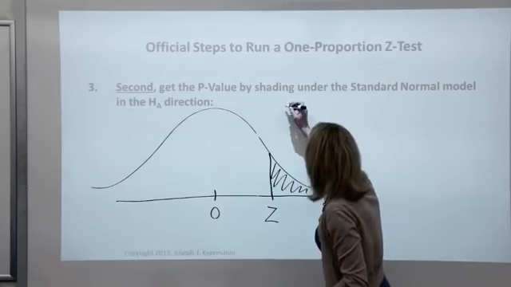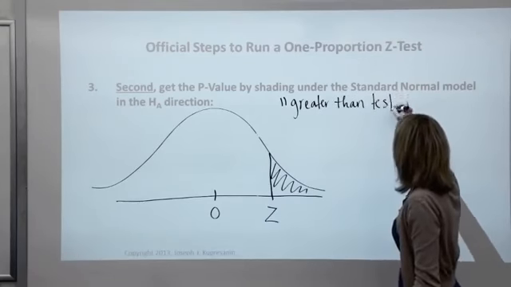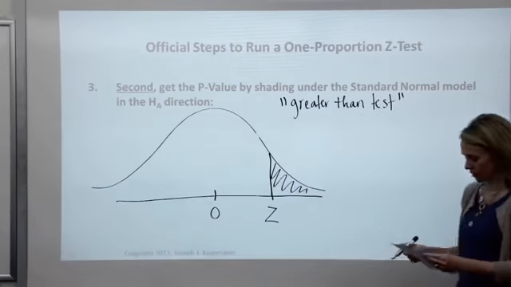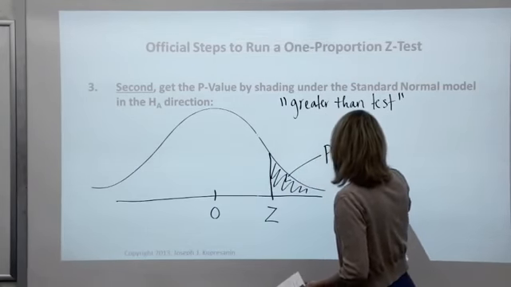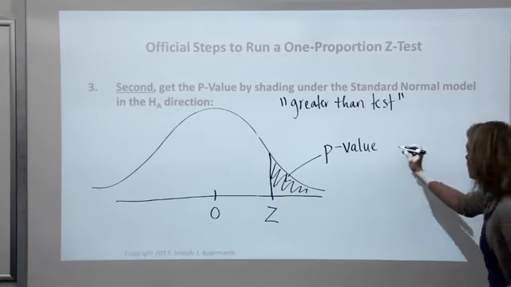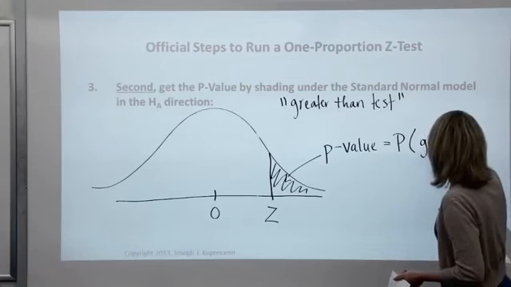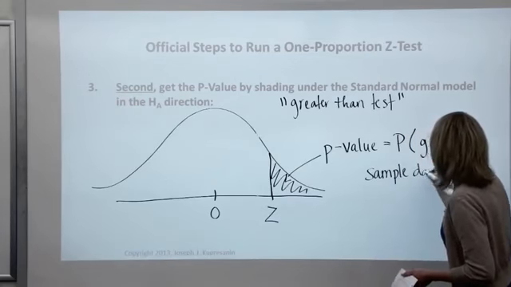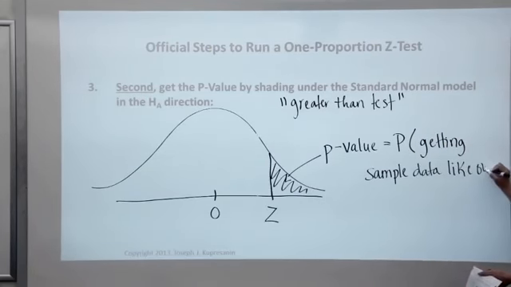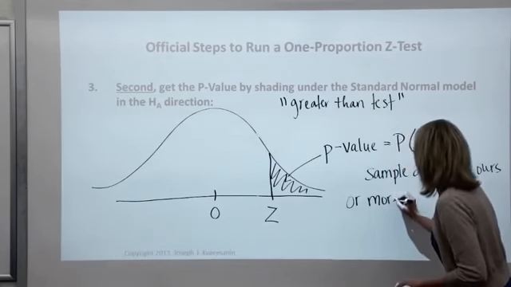So this was an example for a greater than test, just to make a note. You know, had it been less than, we'd shade the area to the left. And this area right here is the p-value. It's the probability of getting data like ours or even more extreme if that null hypothesis is true.